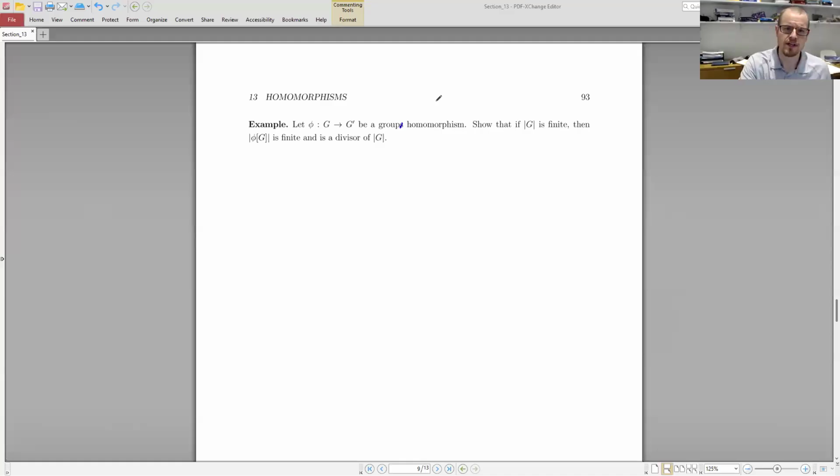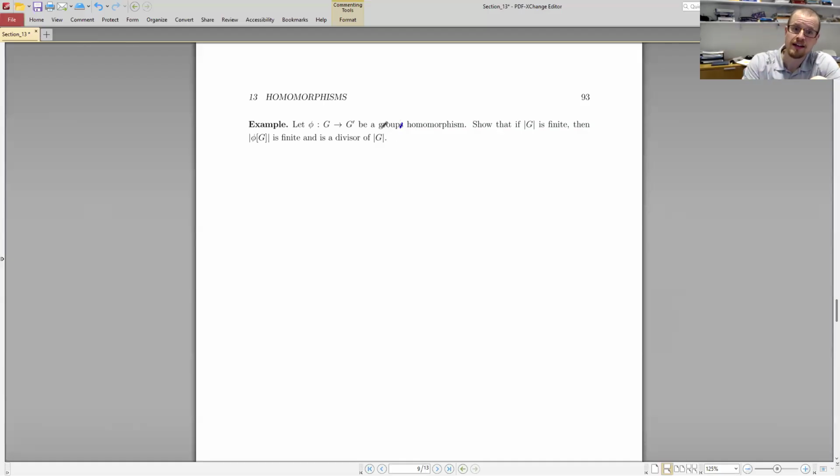So let's say we have some function phi that is a mapping, a homomorphism from G to G prime. We want to show that if G is finite, so this is a finite group, then the image of G is also finite, and that the order of that group is actually a divisor of the order of G. Interesting. This theorem seems not quite so obvious, right?